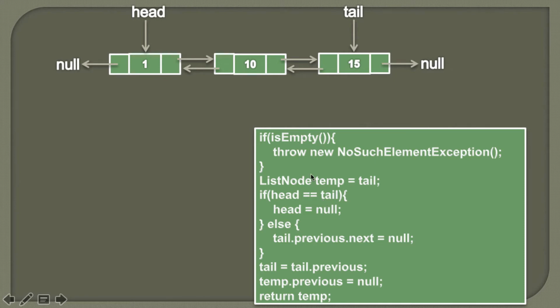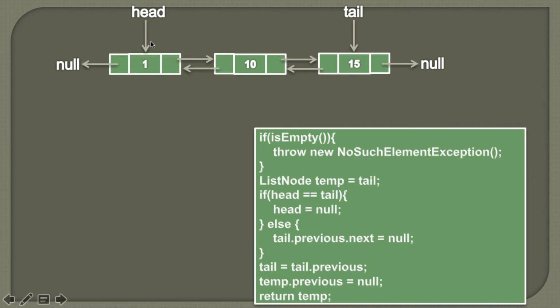The basic idea behind this algorithm is, as we want to delete the last node in a doubly linked list, we will use the tail pointer to remove it, because in a doubly linked list head points to the first node and the tail points to the last node. Therefore we'll manipulate the tail pointer to remove the last node from the doubly linked list.